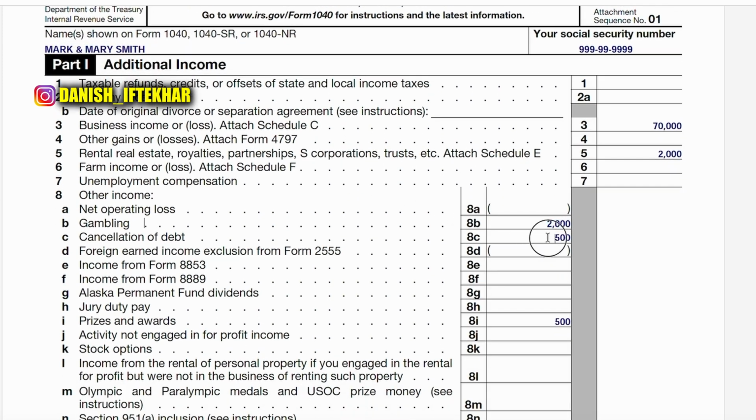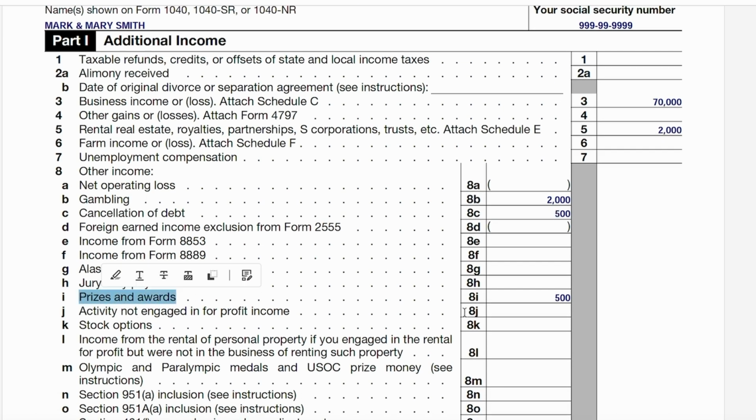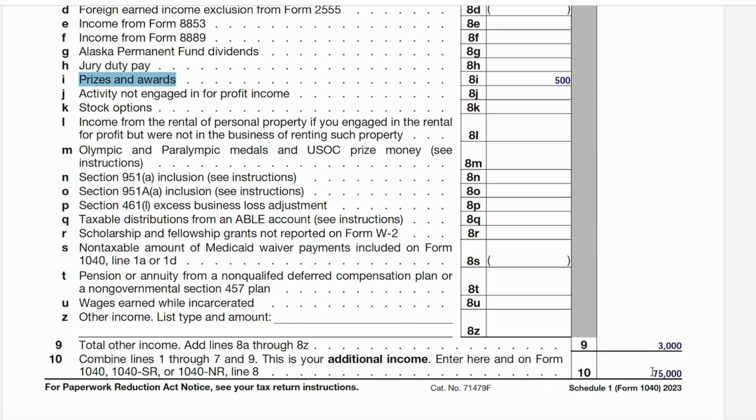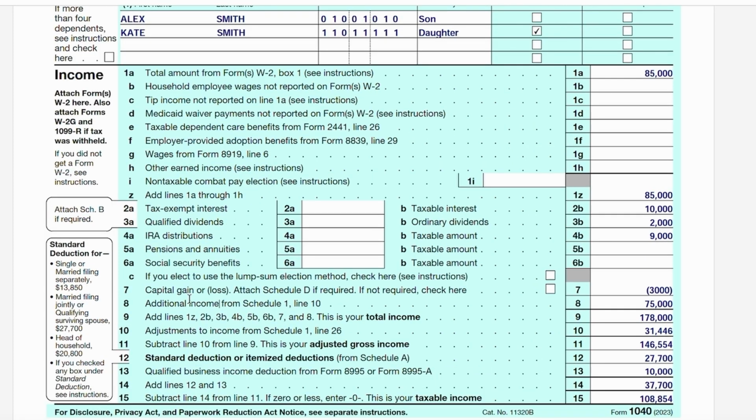If you had any debt and it was cancelled, that is still your income. The IRS will not let you go. So you still need to report that $500 as income. If you get prizes and awards, that is also income. There are situations when that will not be considered income. We will discuss that in future videos, but generally if you receive any prize and award, that is your income. So all this income will add up, and this $75,000 will show on Form 1040, this line. There is one more thing that I want to discuss, capital gain or loss.